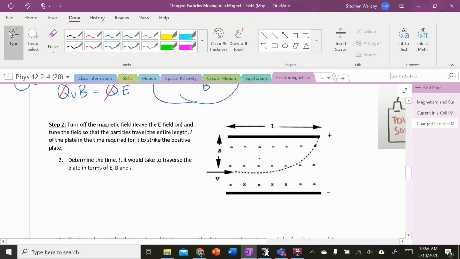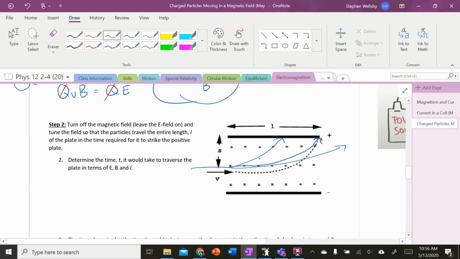Okay, step 2. What he then did is he turned off the magnetic field, but he left the electric field on, and he tuned the electric field so that the path of the electron, or what he called a corpuscle, would start in the center here and just reach the edge of the plate. If you put the field too strong, it would end up going this way. If you put it too weak, it would end up going this way. So he fine tunes this so that it hits the exact end of the plate. You'll see why he does that in a second.